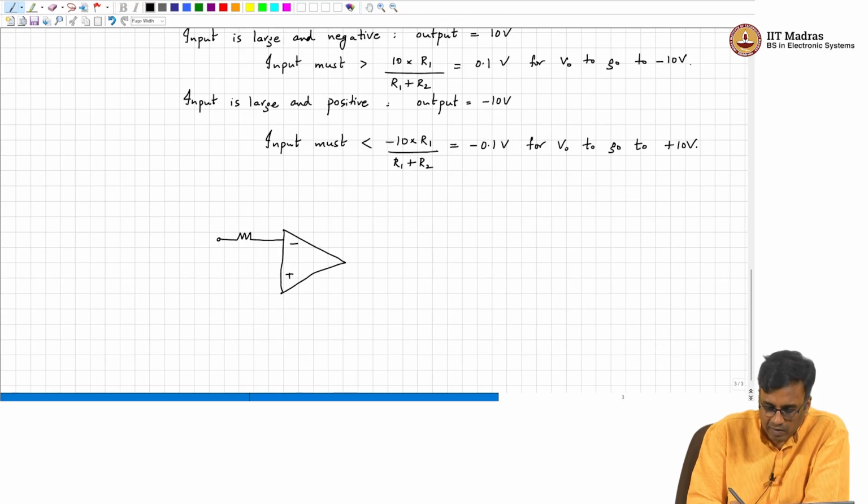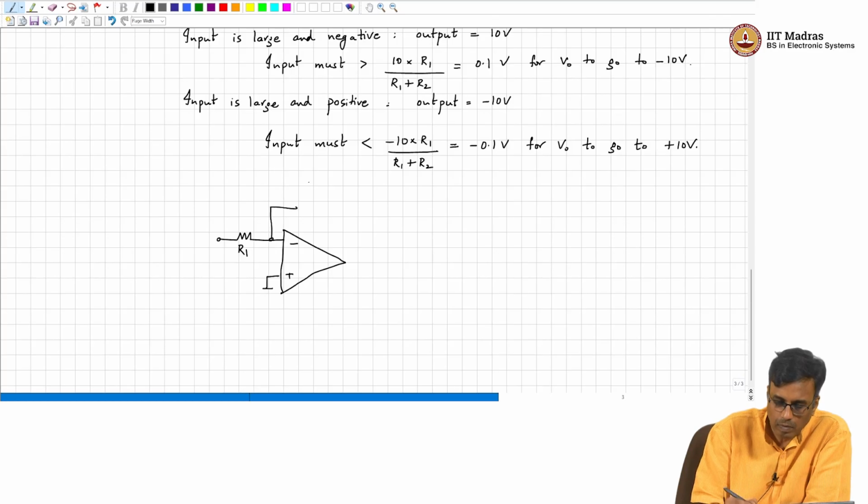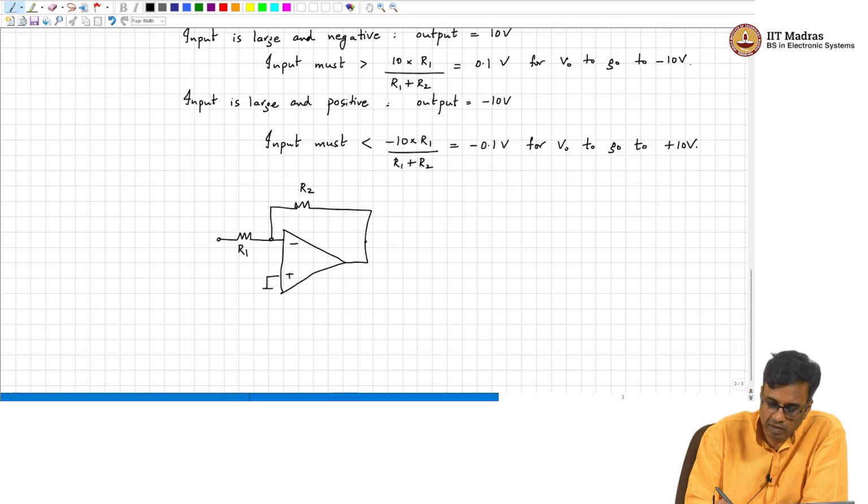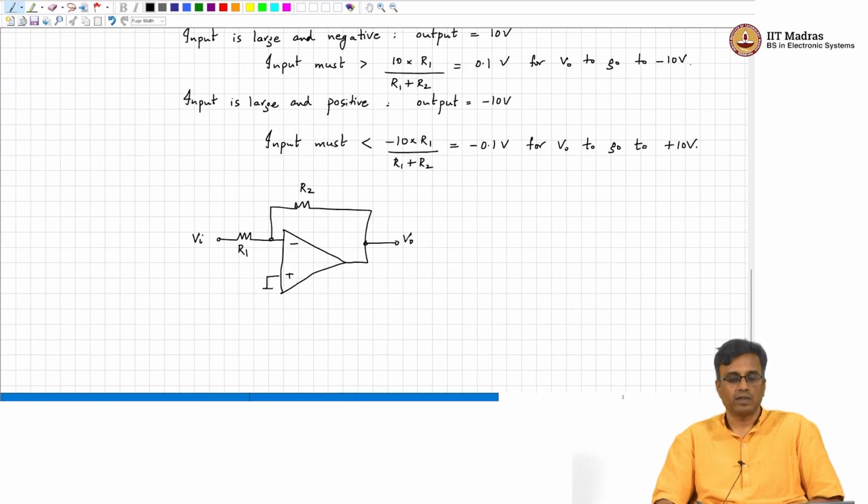Now, this is R2. So what kind of amplifier is this? This is an inverting amplifier. Is there negative feedback or positive feedback? There is negative feedback. So VO by VI is nothing but minus R2 by R1.